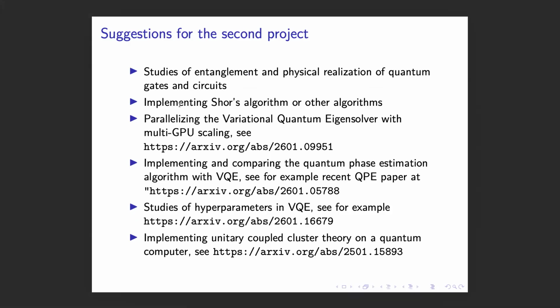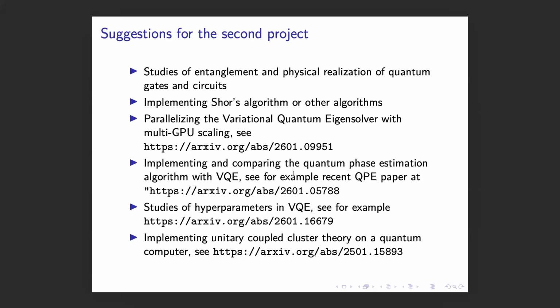There are many other ones. Implementing Shor's algorithm is something which I normally recommend if you have a good familiarity with number theory. Some of you may be more interested in the possibility to parallelize the variational quantum eigensolver with multi-GPU scaling. There's an interesting paper here, and they actually provide a lot of details. So if you're more into the computational side, this is a useful algorithm.